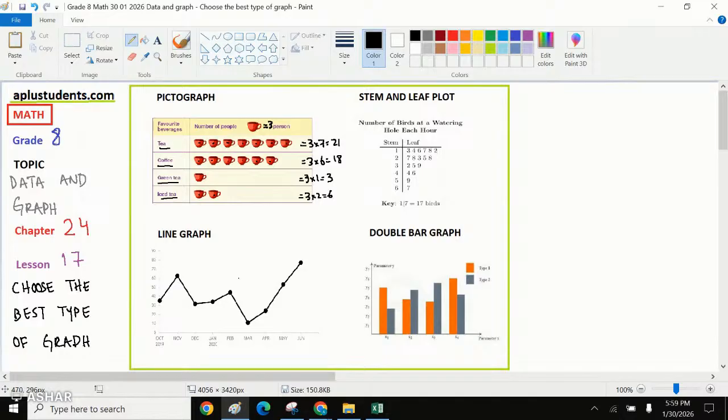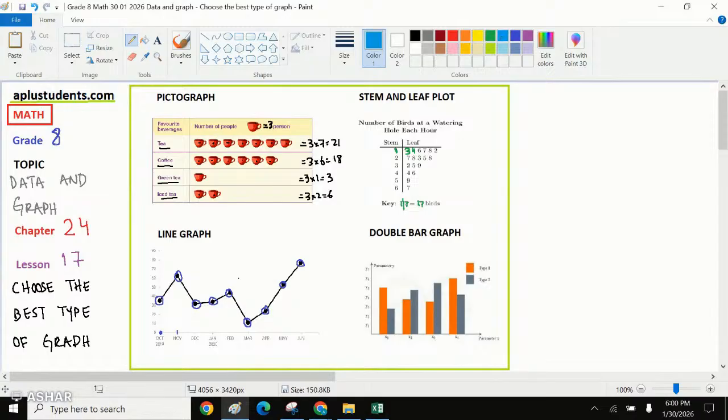In a line graph, we plot individual points. If this was October, we put down the value. If this was November, we put down the value, and so on. Once we have put down the values, we simply join them. Stem and leaf: in a stem and leaf plot, we show the number of birds at a watering hole. Stem 1 and leaf 3 would be counted as 13. 1 slash 7 means 17 birds. So this gives a larger number. We can break down the larger quantities into this.